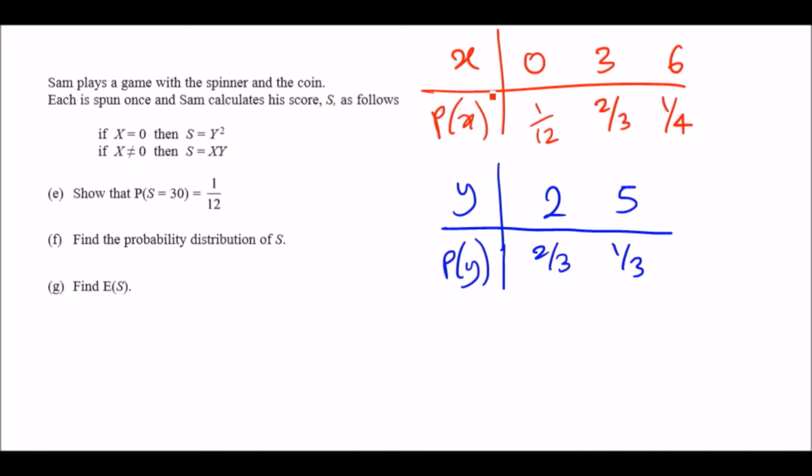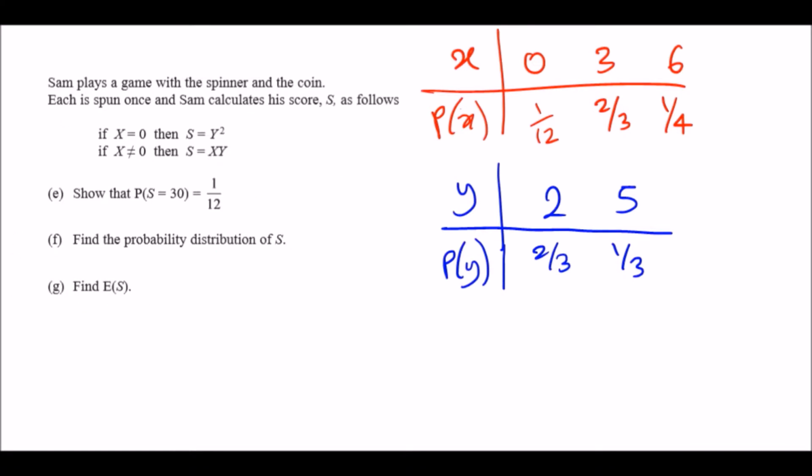So if x equals 0, then s equals y squared. If x doesn't equal 0, then s equals x times y. So that seems quite easy. Now, part E, show that the probability s equals 30 is 1/12. Find the probability distribution of s, and of course, find the expected value of s.